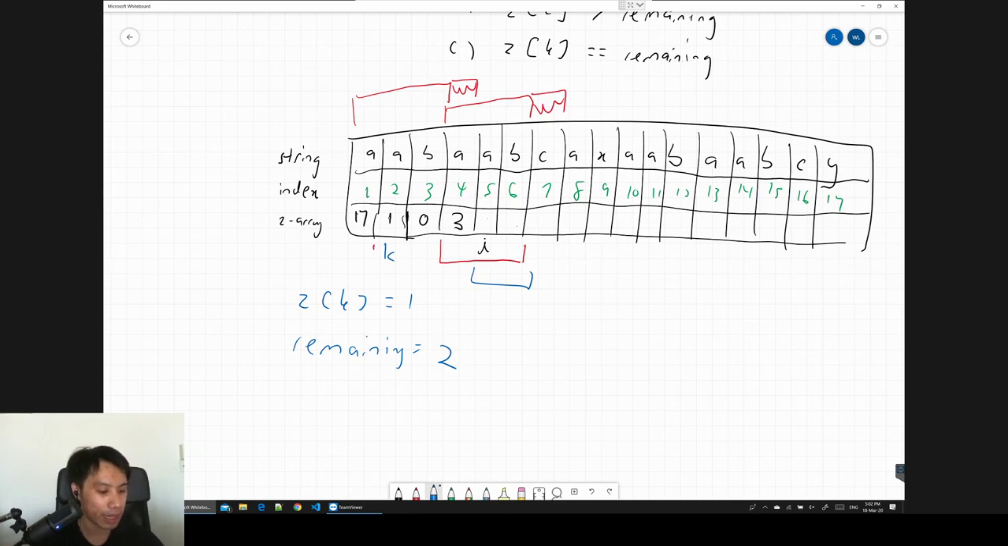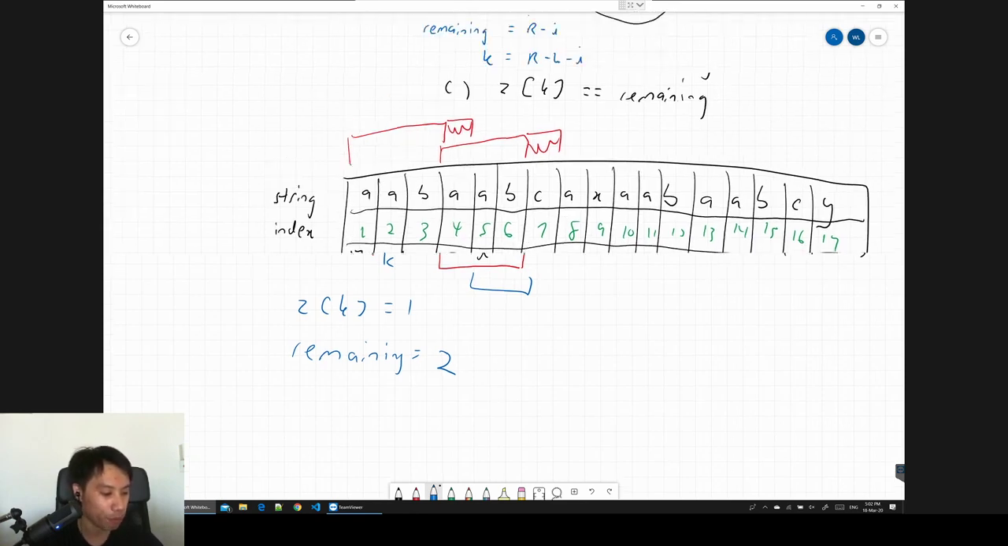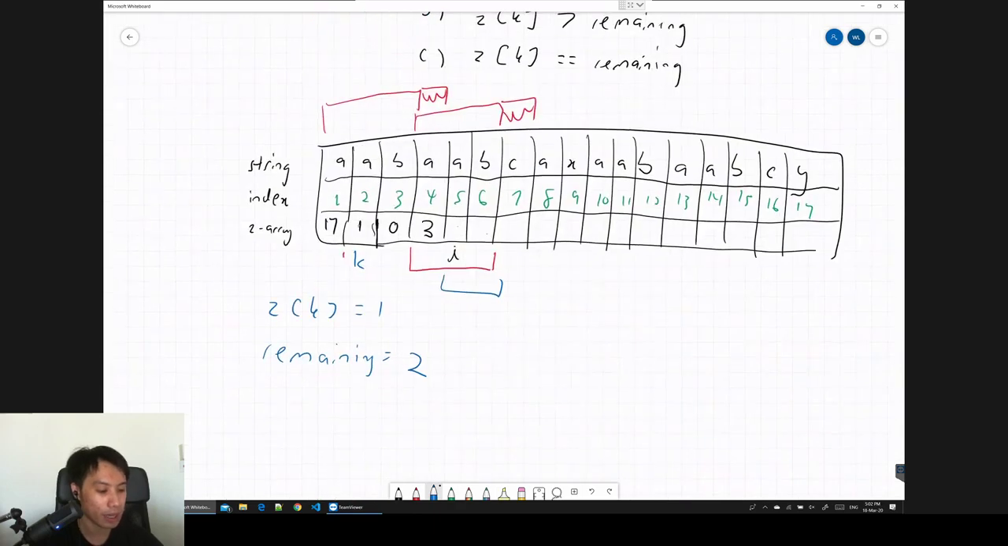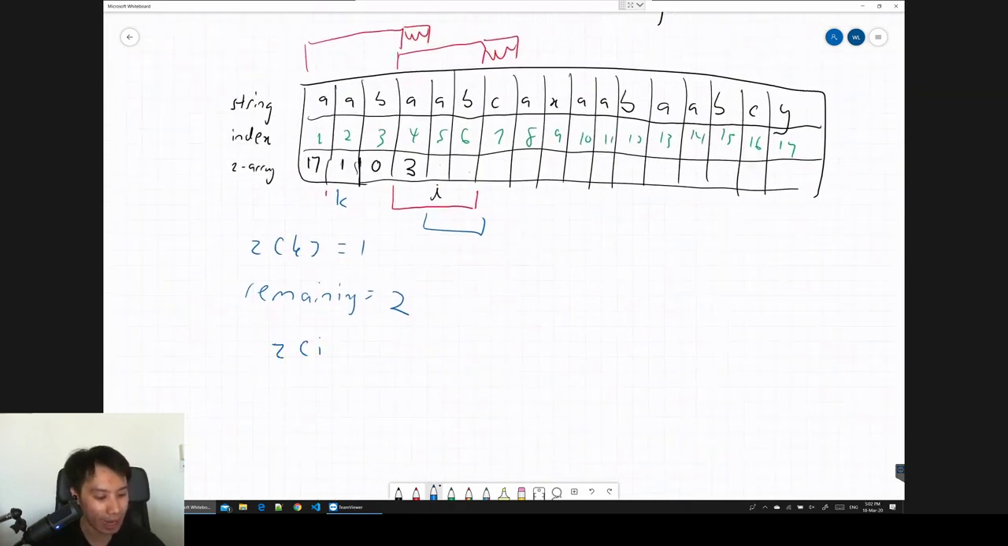If Zk is 1 and my remaining is 2, it brings us to our case 2A, where Zk is less than remaining. When Zk is less than remaining, Zi equals Zk. So here I can just instantly write the number to be 1. No comparison required. I do not even care if the alphabet exists. You might think I have just assumed the number 1 is correct, but it's not an assumption. It is really correct. Let me explain why.